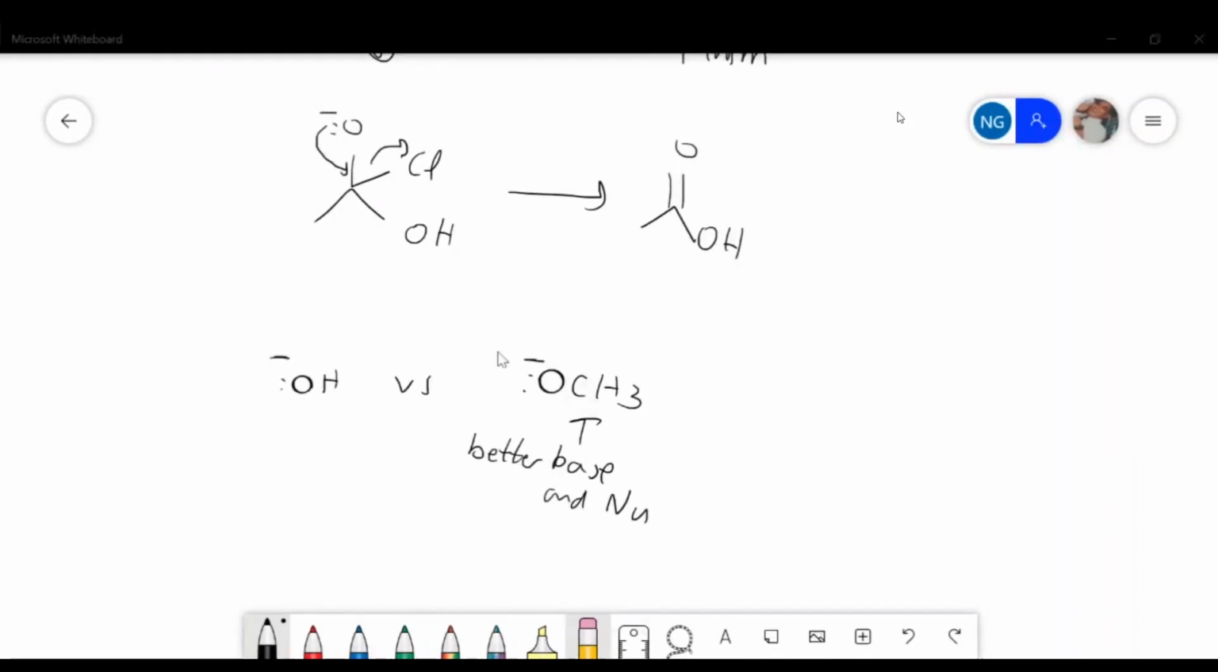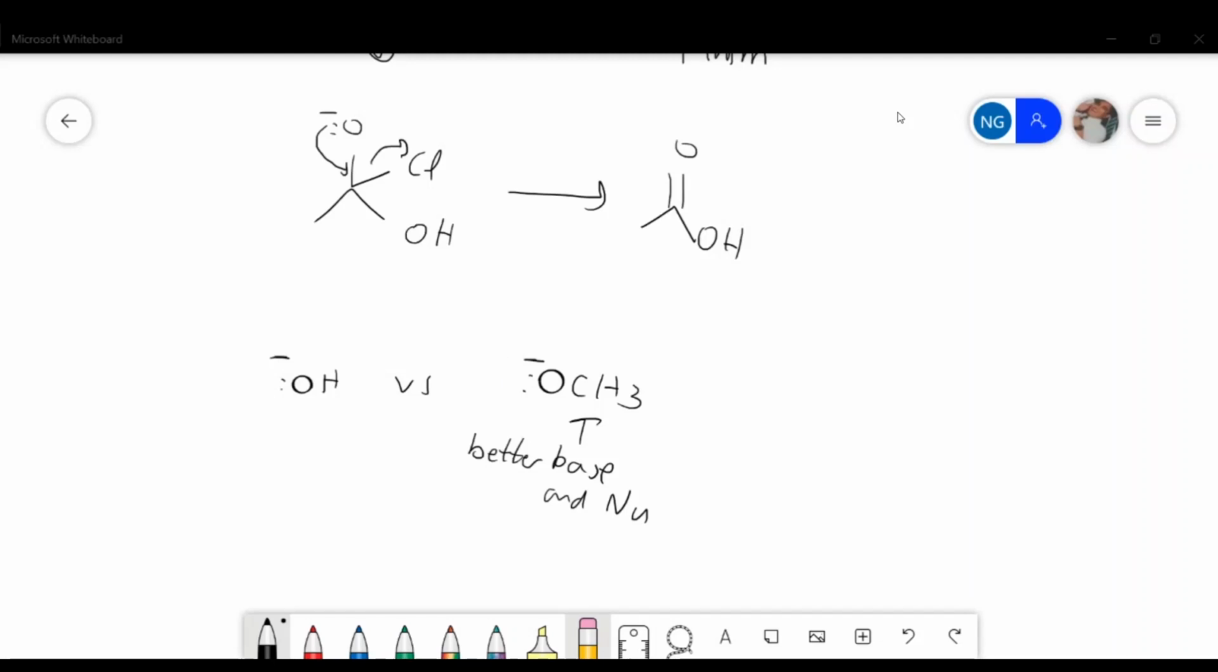Do you guys know why OCH3 minus is a better base and nucleophile than OH minus? Let's just get that out of the way first, then I'll explain why in some cases nucleophilicity doesn't parallel basicity. Yeah, exactly. It makes your thing less stable, so your electron pair is more available for donation.